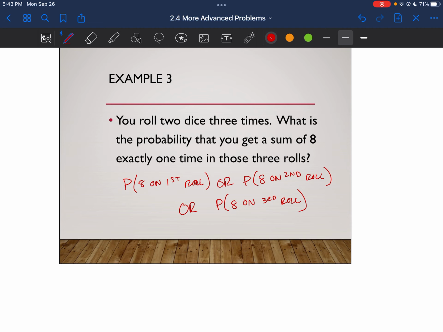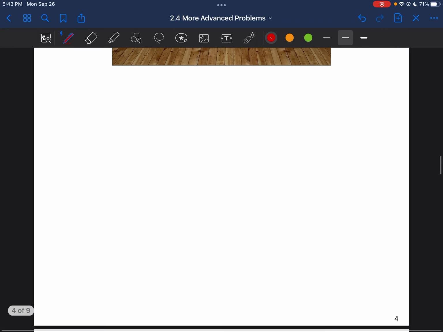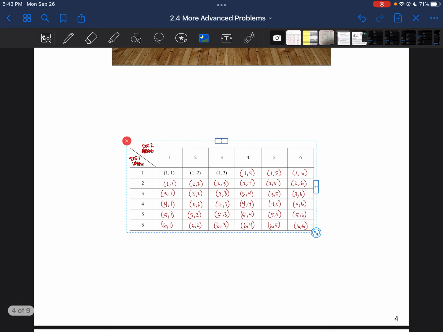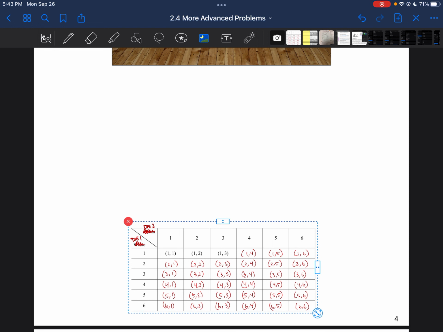So that means it's like doing that first problem over again with the 7, except now it's with an 8, and we're going to do it 3 times. We're going to do the probability that I get an 8 just on the first roll, and then just on the second, and then just on the 3rd. So again, it's helpful to have our diagram with all our probabilities in it.